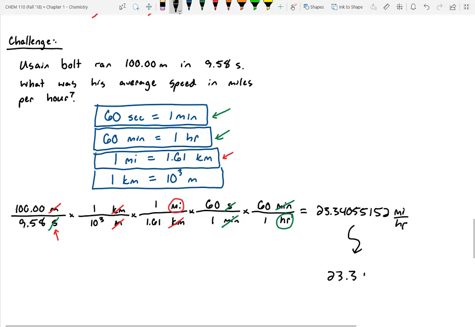23.3 miles per hour. The thing that blows my mind with Usain Bolt is it isn't the same speed the whole way through. He's actually accelerating, right? When he crosses the finish line, he could get a ticket in a school zone. It's kind of weird to think about.